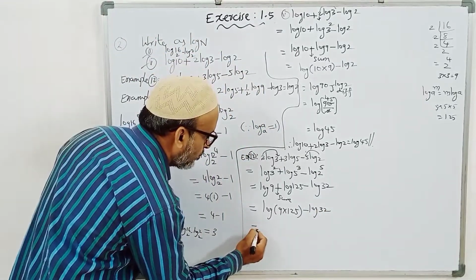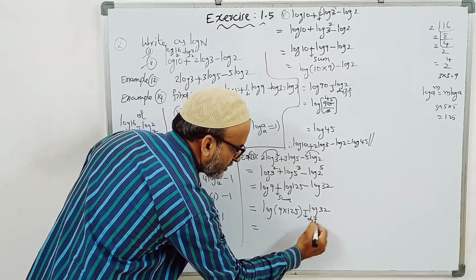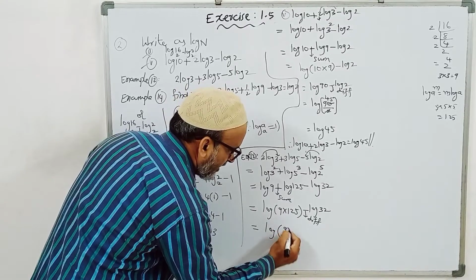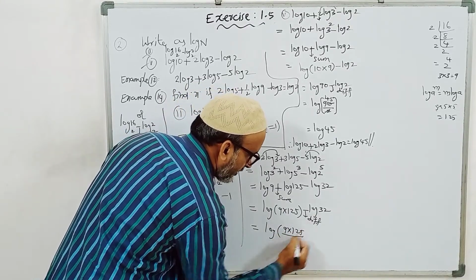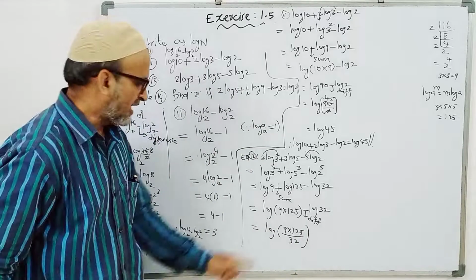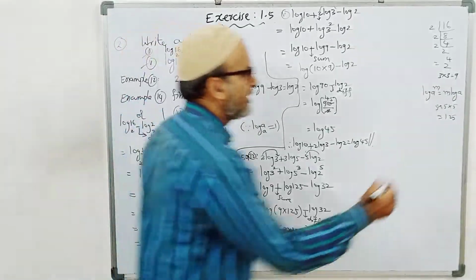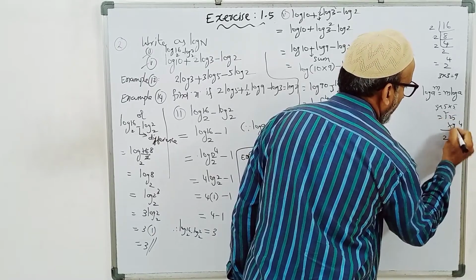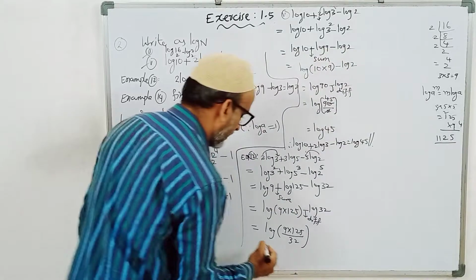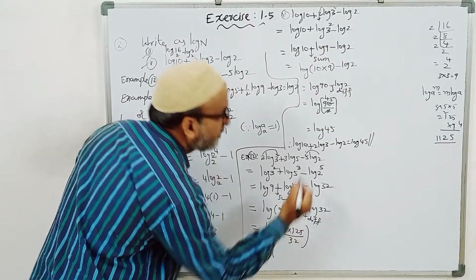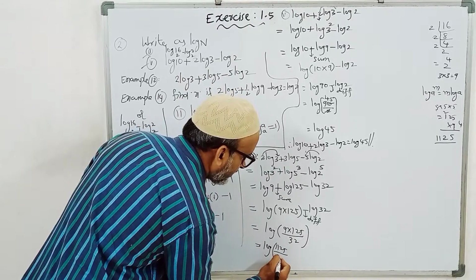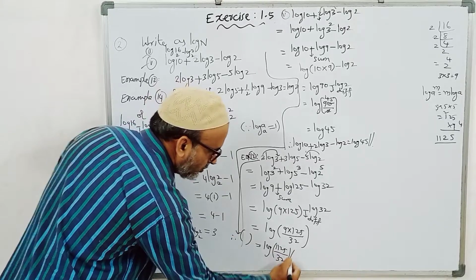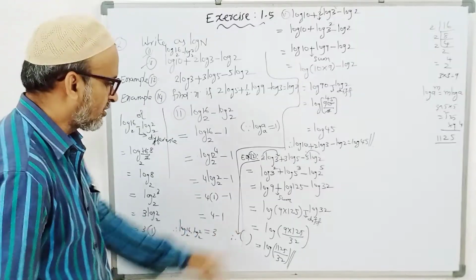This is a difference, and difference will convert into division: logarithm of 9 into 125 by 32. Cancellation possibility is not there. So 125 into 9: 9 5s are 45, 9 2s are 18, 22, 9 1s are 9, 11, so 1125. It is equal to logarithm of 1125 by 32. This is the answer to the total question, a single logarithm.